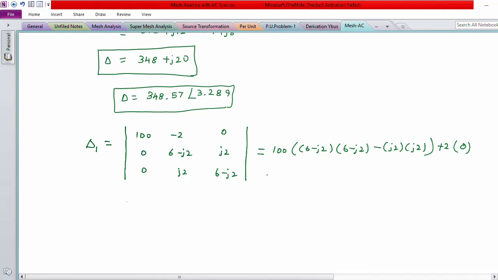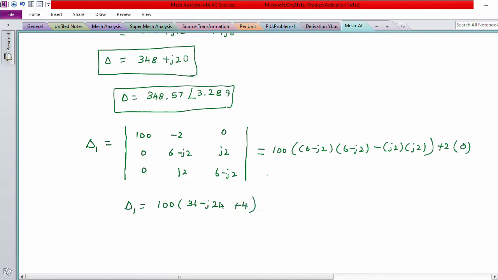Now if you simplify this value, we will get delta 1 equal to 100 into, if you do the complex multiplication here. We have already done this complex multiplication for the delta calculation. If you multiply 6 minus J2 into 6 minus J2, again we will get 36 minus J24, minus J2 into J2, it becomes minus 4.